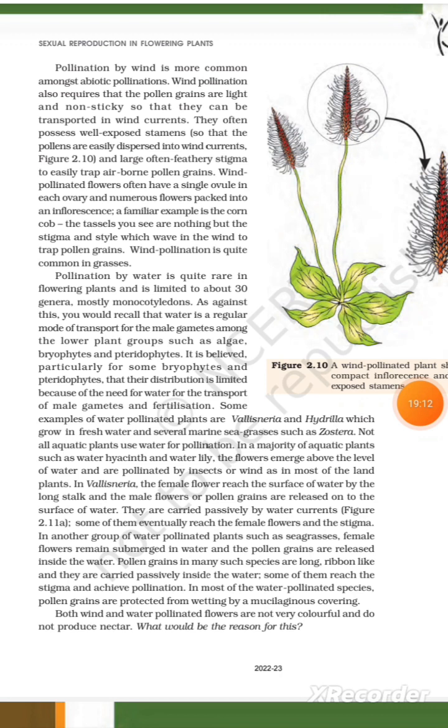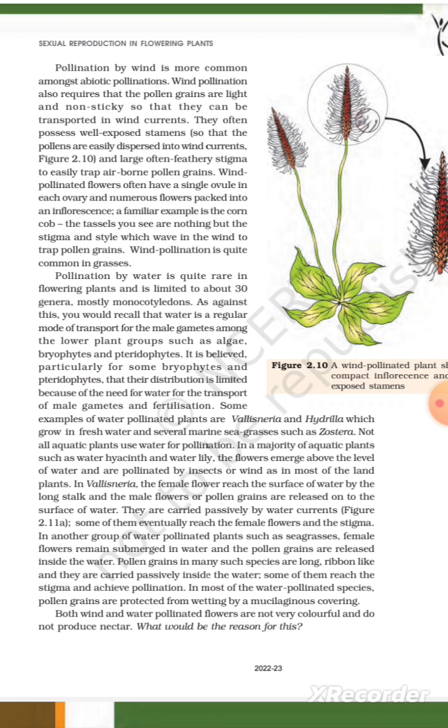Pollination by wind is more common amongst abiotic pollinations. Wind pollination also requires that the pollen grains are light and non-sticky so that they can be transported in wind currents. They often possess well-exposed stamens and a large, often feathery stigma to easily trap airborne pollen grains. Figure 2.10.